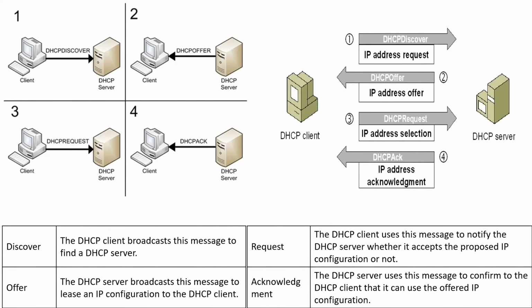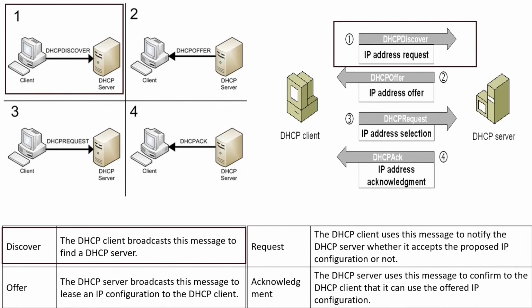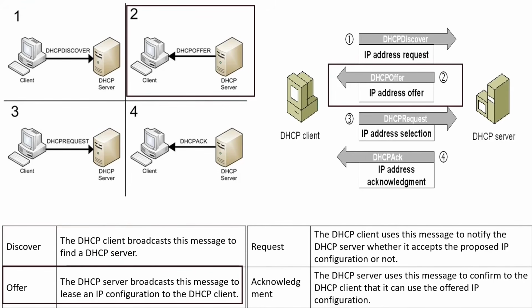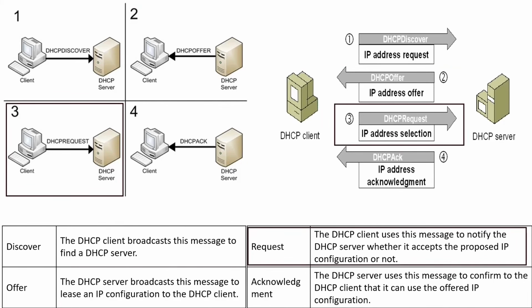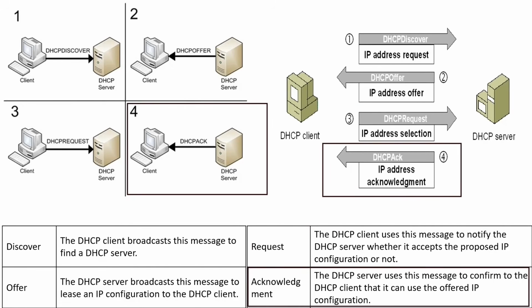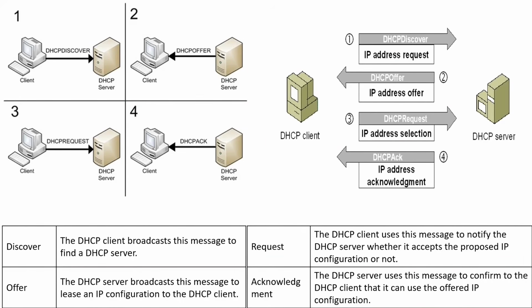In the first stage, the client broadcasts a DHCP discovery message to find a DHCP server. In the second stage, the DHCP server responds with a DHCP offer message that includes the lease duration for the IP configuration and the client's MAC address in response to the DHCP discovery message. In the third stage, the client accepts the offered IP configuration and sends a DHCP request message to notify the server. Finally, in the fourth stage, the DHCP server sends an acknowledgement to the client's request.